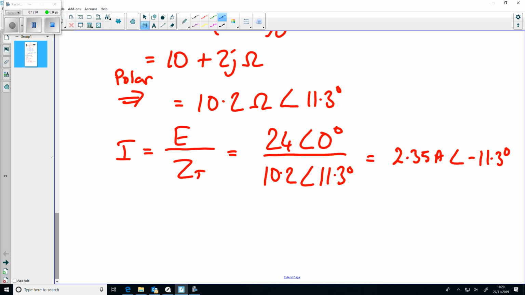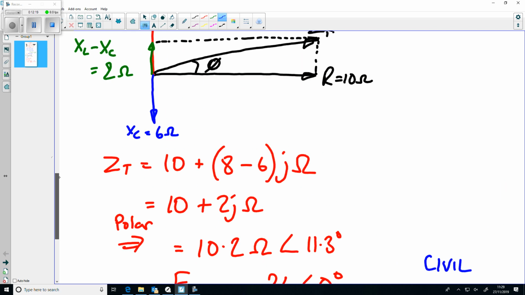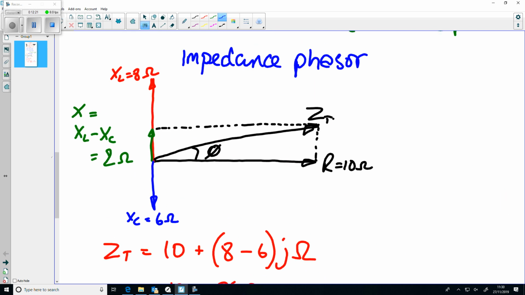Worthwhile check. That's the current. Does it fit in with the word CIVIL? We know the circuit's overall inductive, and this is why it's worthwhile drawing out the phasor diagram. We know it's inductive because the overall impedance is above this line. The inductive reactance is bigger than the capacitive reactance.